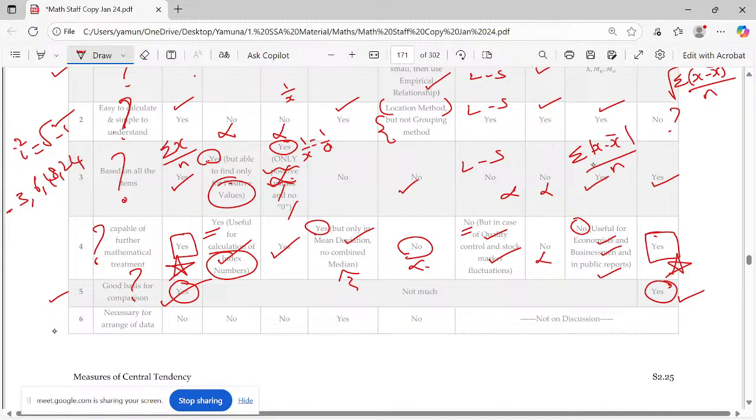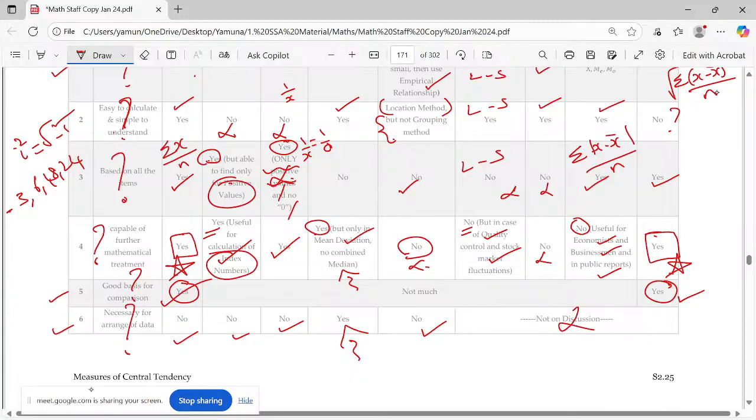Okay. Sixth one, yes. Is it necessary to arrange the data? When you arrange the data, only in the case of positional average you arrange. Which is a positional average? That's median and other things. Actually, when we talk about mean, other means and mode, you need not arrange the data. It's not necessary. Only for median you arrange. And here we are not going to discuss it.